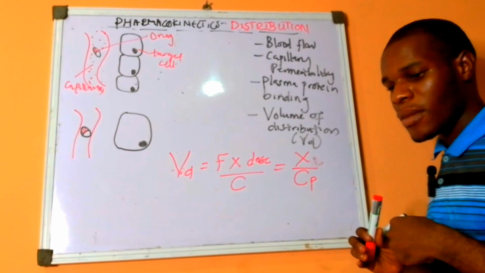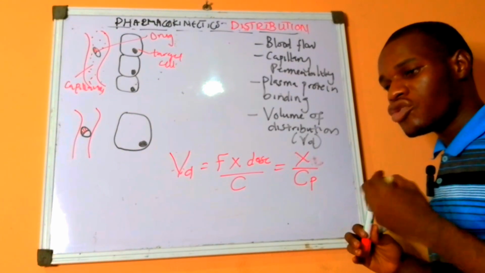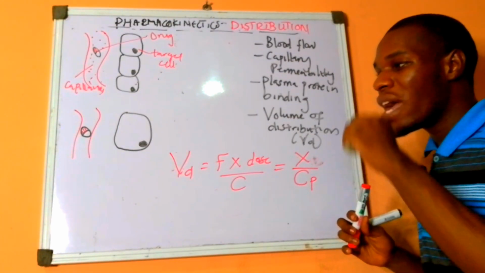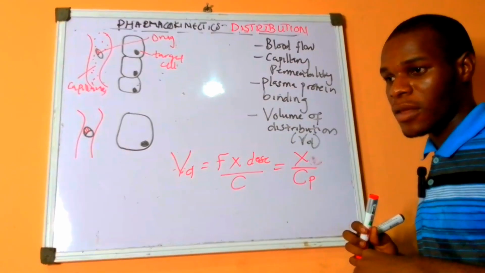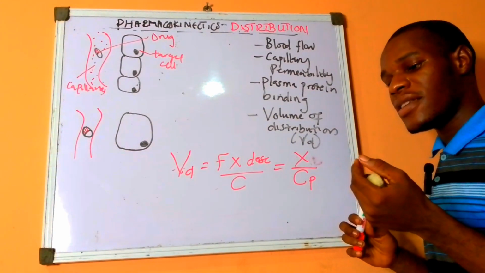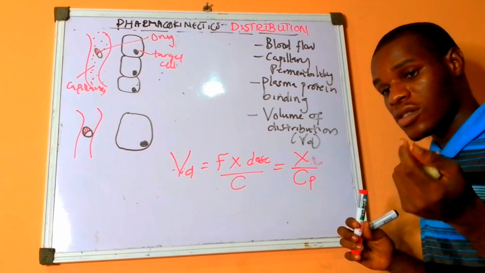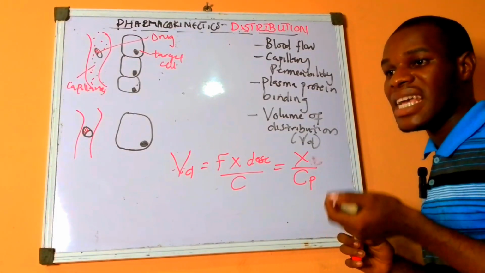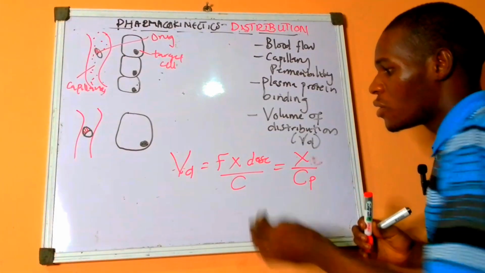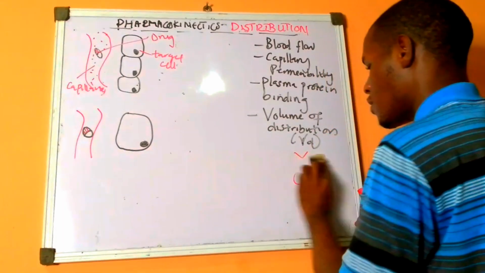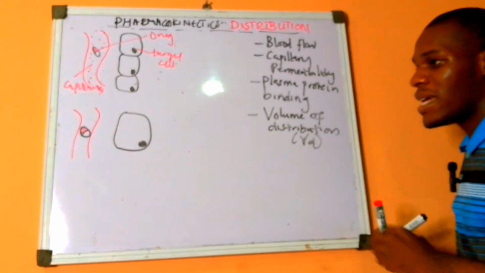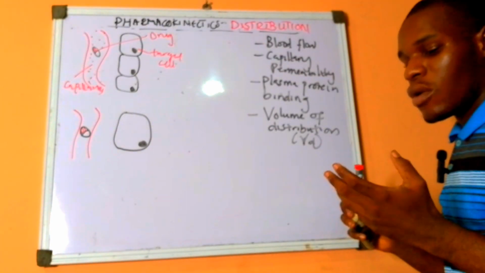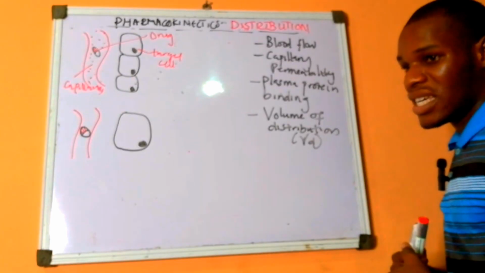So talking about volume of distribution, some drugs have a very large volume of distribution. That means these drugs are highly distributed to every compartment in the body. This makes certain drugs impossible or difficult to remove from the body in the case of an overdose.